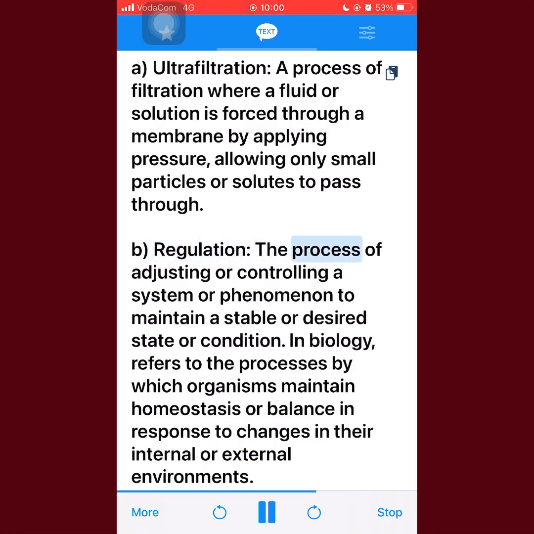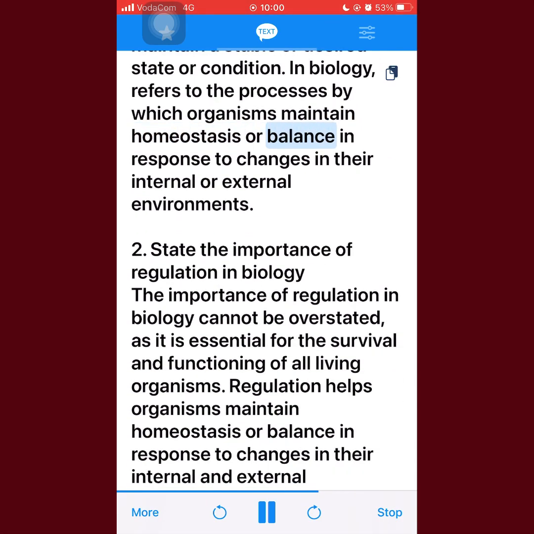Regulation: the process of adjusting or controlling a system or phenomenon to maintain a stable or desired state or condition. In biology, it refers to the processes by which organisms maintain homeostasis or balance in response to changes in their internal or external environments. 2. State the importance of regulation in biology.